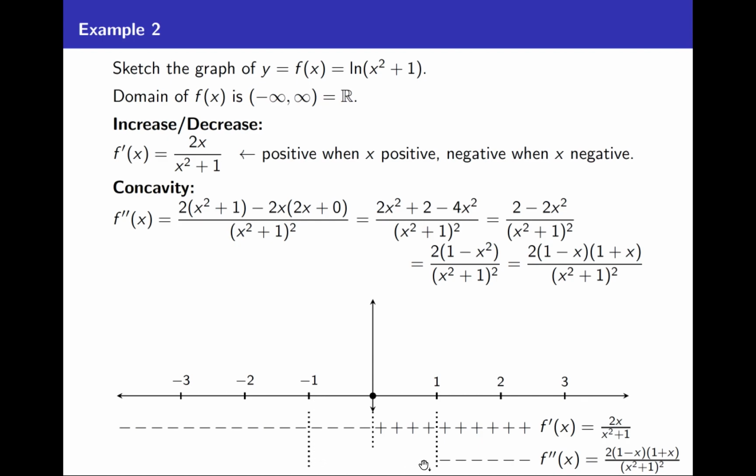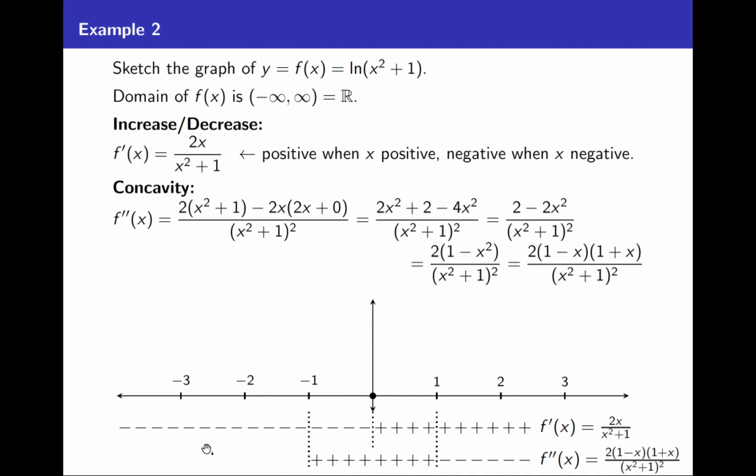Now let's look at the middle interval between -1 and 1. 0 is a good test point. Do f prime prime of 0. That's 2 times (1 minus 0) times (1 plus 0) divided by (0 squared plus 1) squared. That's positive times positive divided by positive, which is positive. So good, f prime prime is positive on this middle interval.